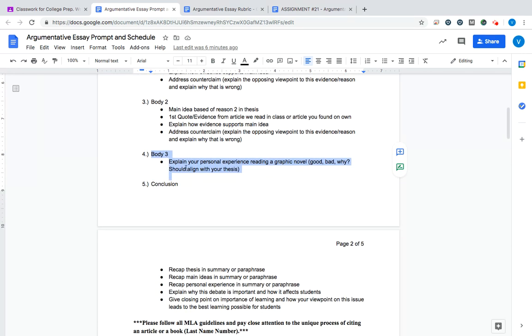So that is our third body paragraph. You don't need any quotes. It's probably going to be a little shorter than your other body paragraphs, and that's okay.